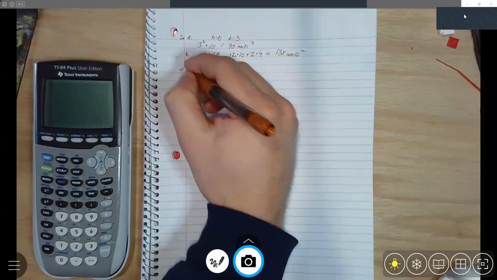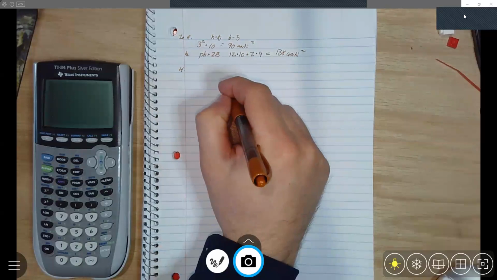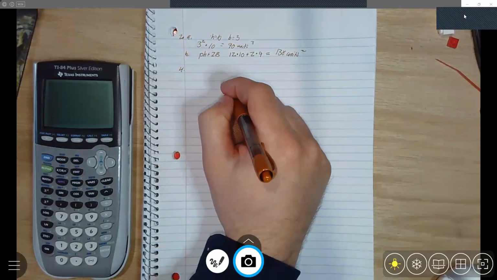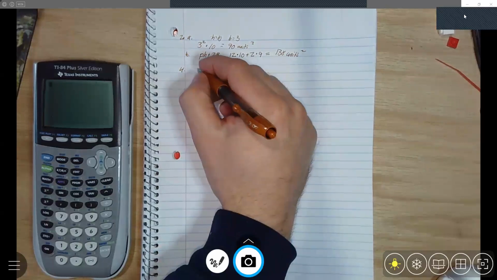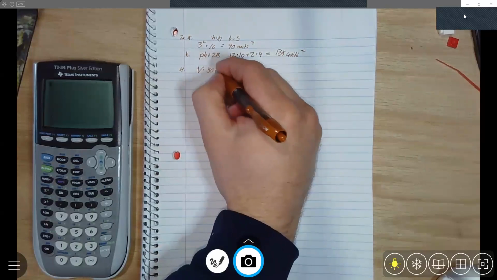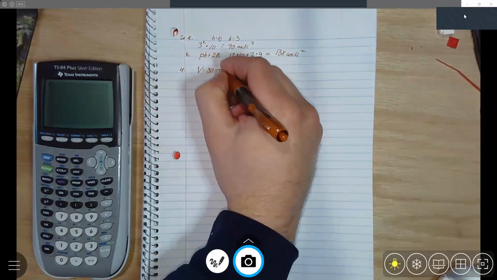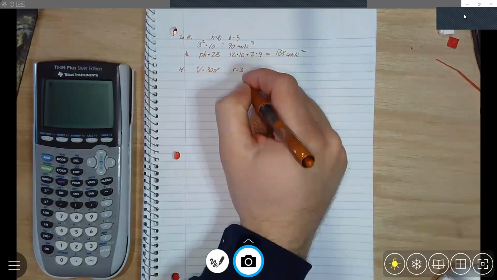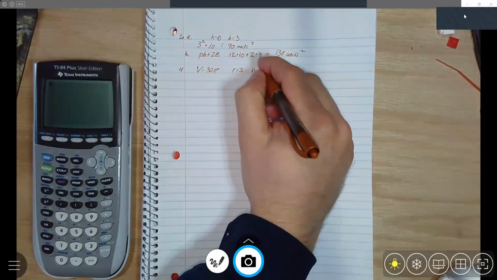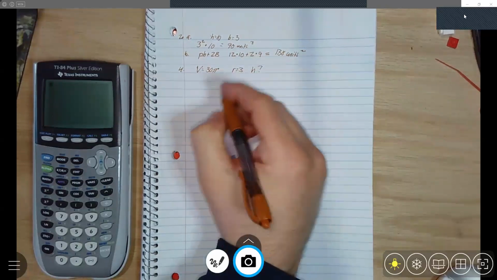All right, number 4. If a cylinder has a volume of 30 pi and a base with a radius of 3, what must its height be? So volume is 30 pi, base has the radius of 3. And the question is, what is the height?